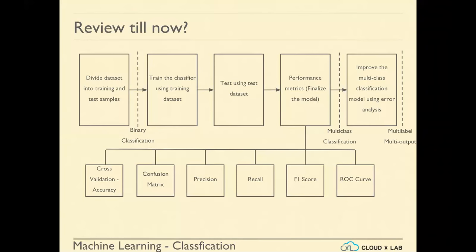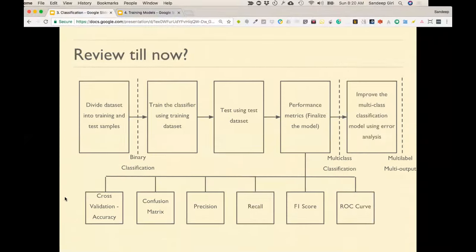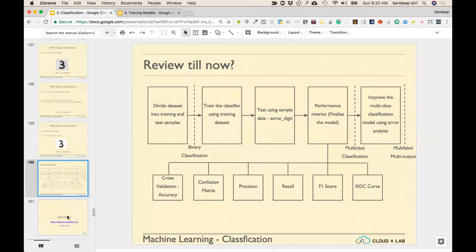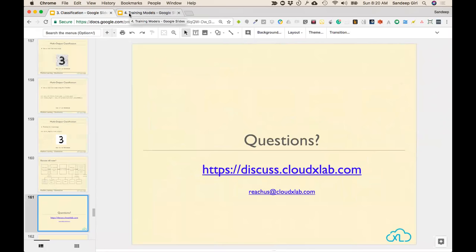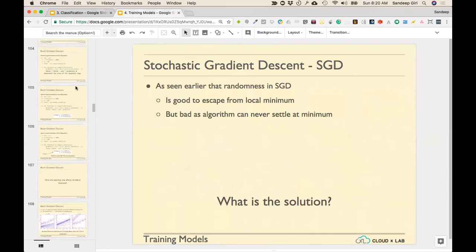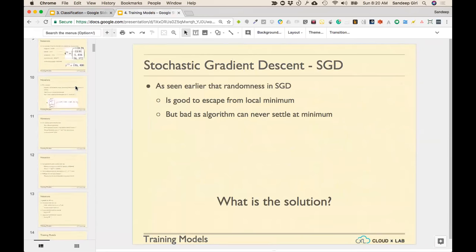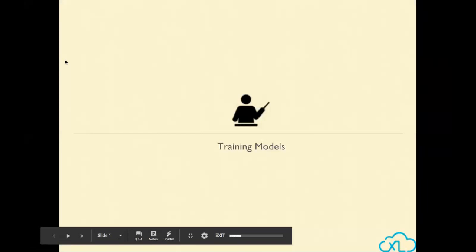Good. So this is what we have covered so far. We talked about binary, then multiclass, then multilabel, then multi-output. Okay. So for questions, you can do that. All right. Should we start with training models now?